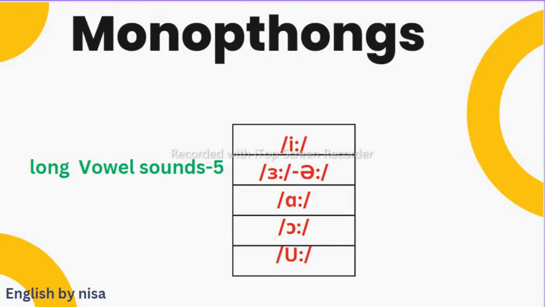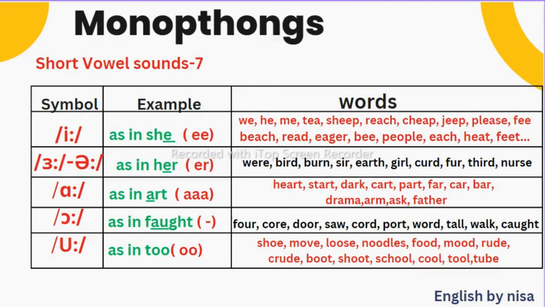So now let's see the table. Here you can see the symbols. Just now in short vowel sounds we had the I without dots, which we pronounced very short, like pin, in, very. But here if you find I with two dots, you have to pronounce it like double E, like in she, we, he, me, tea. The rest of the words you can read aloud by yourself.